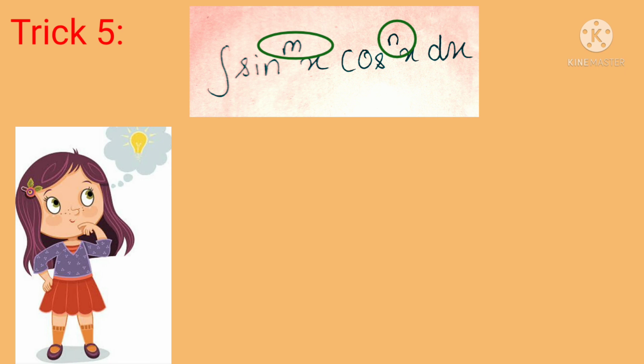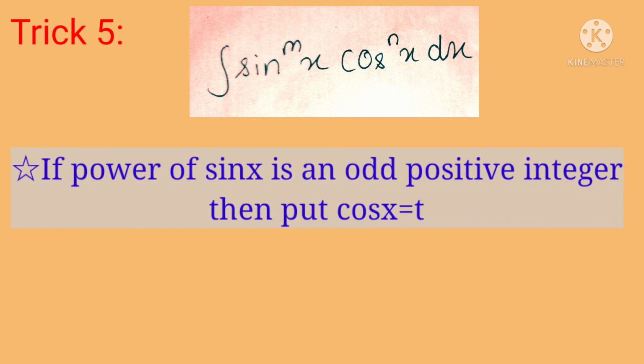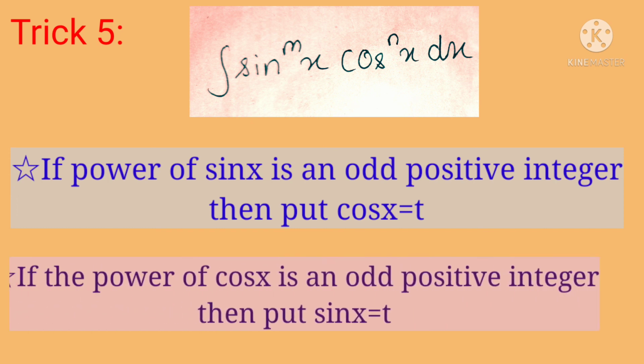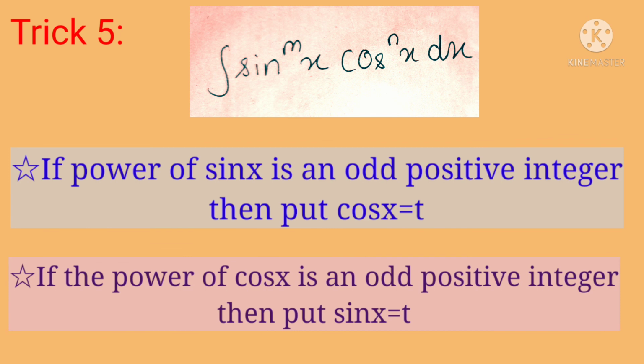So let's get started. Condition: if the power of sin x is an odd positive integer, that is, in place of m we are getting an odd positive integer, then we need to put cos x equal to t, and then we can get the answer very easily. Now the second condition: if the power of cos x, that is, in place of n we are getting an odd positive integer, then we need to put sin x equal to t. This is a simple step, and we can use it where the condition occurs.